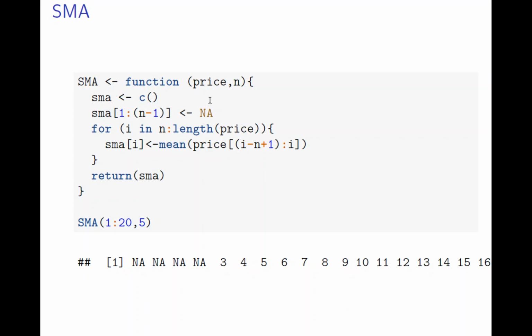Here it is clear that price has to be a vector. So at the end of the vector, the SMA will be the mean of the price from i, going back by minus n plus 1, because if you say today's price, you go up only by 1, so it's minus n plus 1. Then this is the SMA price, then you return SMA. This is how you calculate. Let's see how the code works.